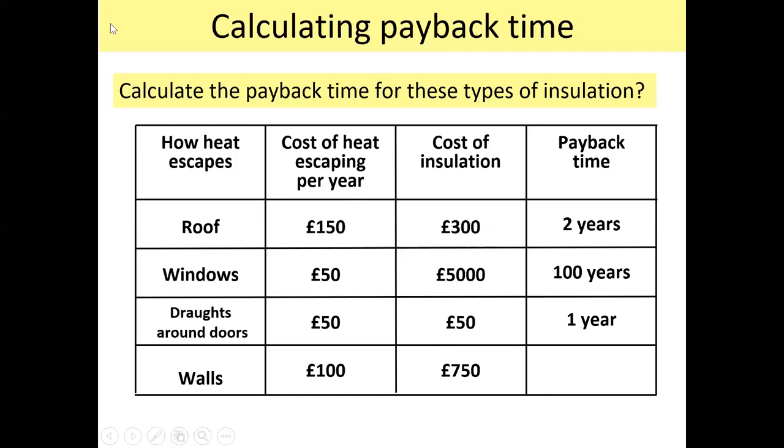Now, we also know that a lot of heat will escape through the walls, and that in terms of the cost to us of heat escaping through walls, it costs us about £100 per year. Now, the cost of having cavity wall insulation is about £750, which is a cost of insulation, divided by the annual savings of £100, that means it would take 7.5 years payback time.